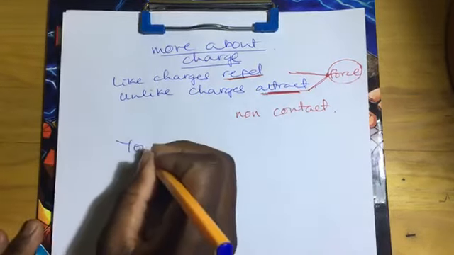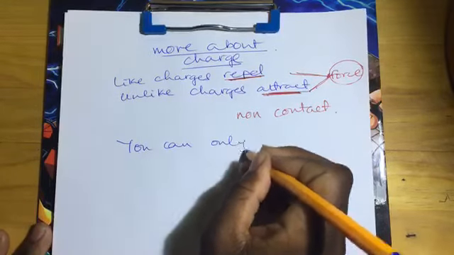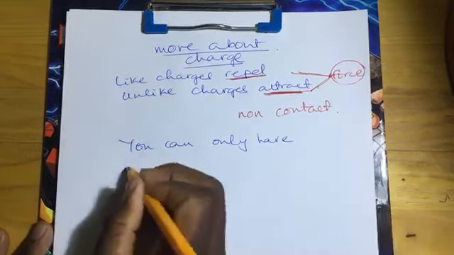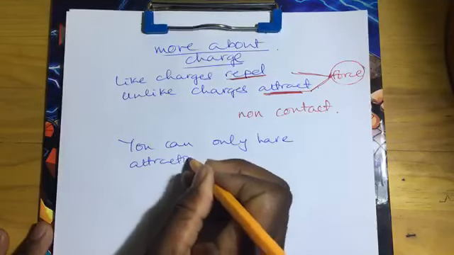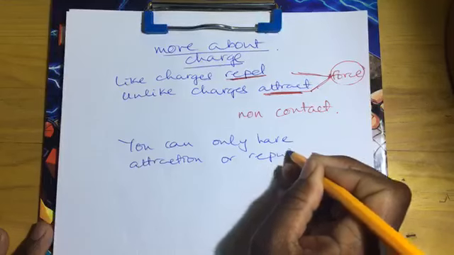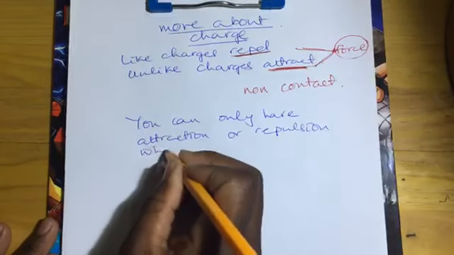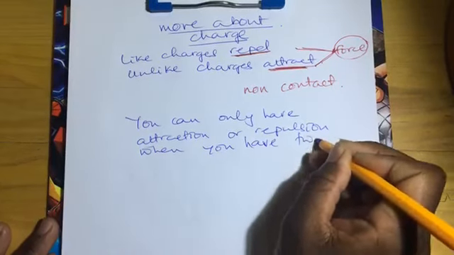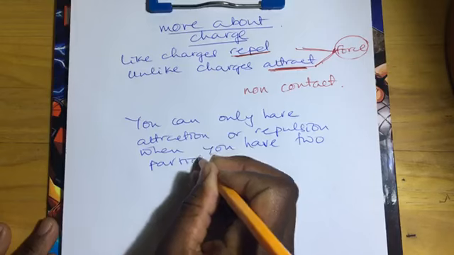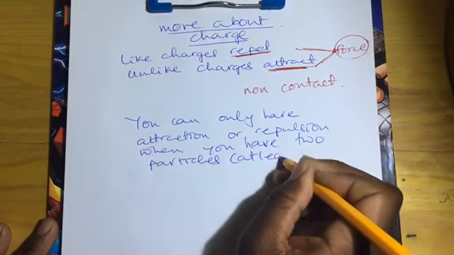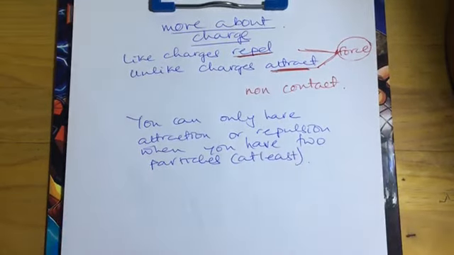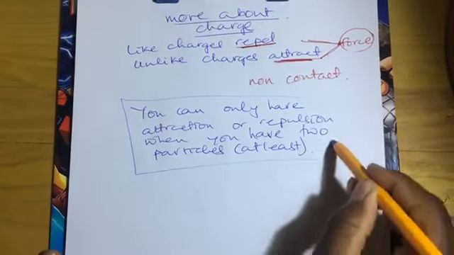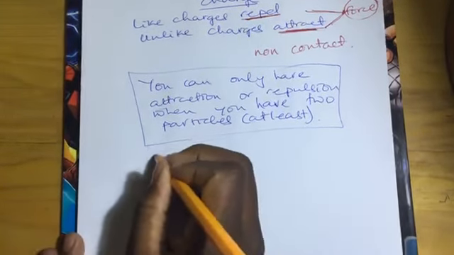Now, you can only have attraction or repulsion when you have two particles at least. Okay, so you need to have at least two particles for you to observe any attraction or any repulsion. And this leads us to what we call Coulomb's law.